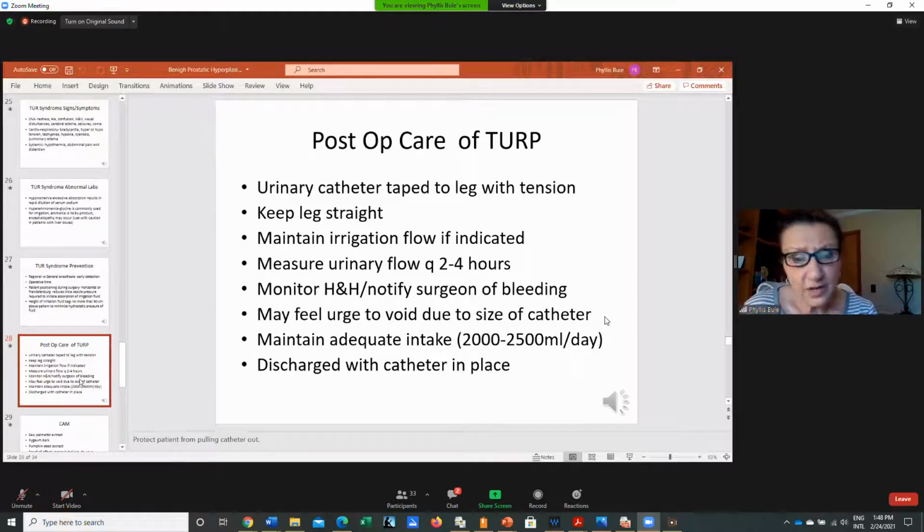And then, of course, they're going to go home with the catheter in place. So when they go home, you want to make sure that they know how to take care of this catheter, that they know how to empty it, or that somebody in their family is available to help them with it.